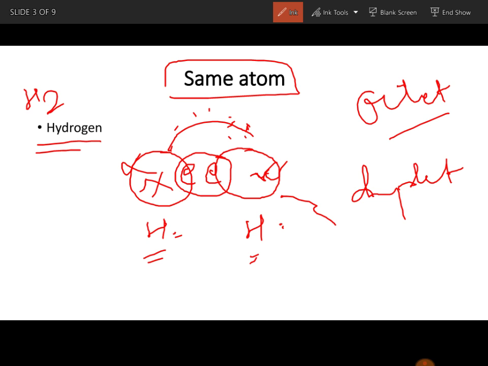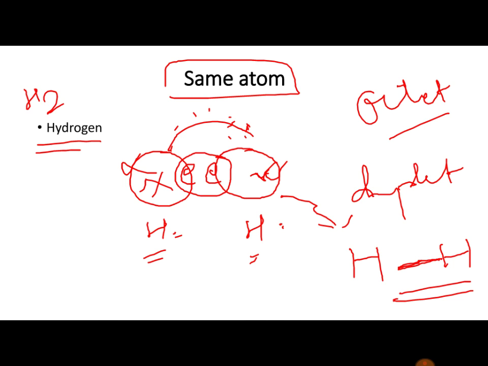So after sharing, how will we represent them? I will write here H shared H. Am I clear? So in this way I will represent H bond H. So this line represents that I have shared one electron each from both sides. Okay, so let's take more examples.